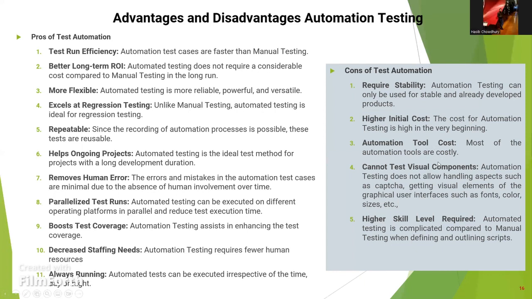to buy it. You cannot test visual components. Automation testing does not allow you to handle aspects such as capturing visual elements of the graphical user interface like fonts, color, size, etc. Those things are very tough and you cannot automate that. You can hard code some of the things like fonts, colors, or sizes inside your script.